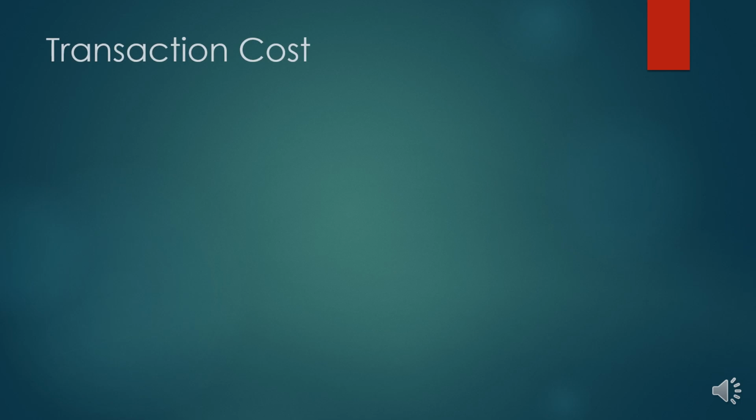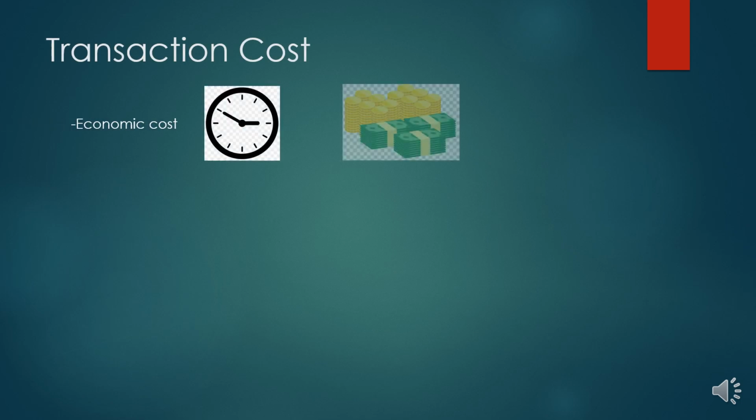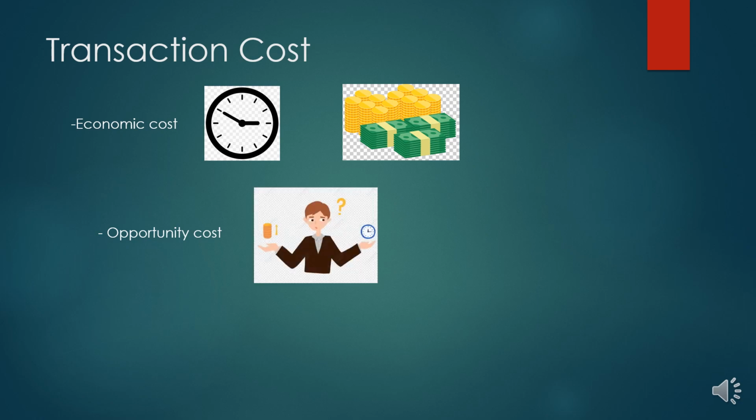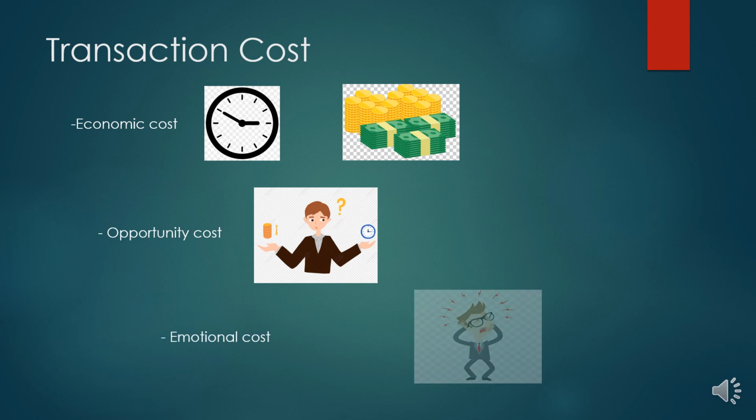Transaction cost refers to the economic cost, which could be in the form of time, money, or other resources that will be consumed. Transaction cost could also mean opportunity cost, which is what one gives up to have their choice. And it could also mean emotional cost, which could be in a form of frustrating hours spent disputing.